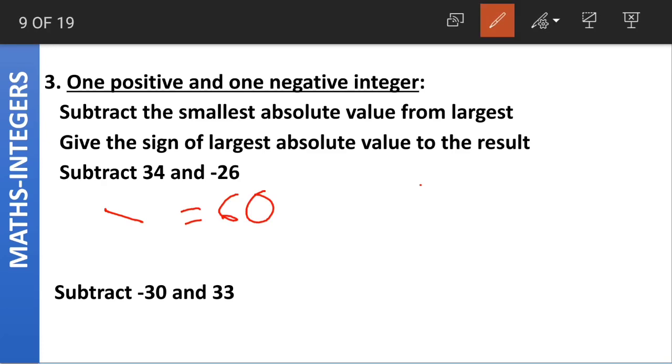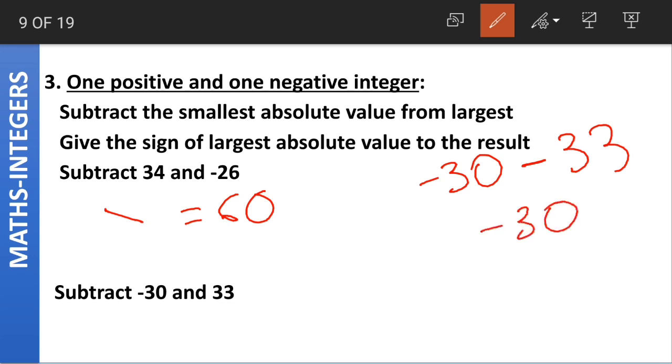Again, the next question is subtract minus 30 and 33. Minus 30 is the first integer, and the second integer is 33. Now look at this here. How is this? This is taking the form of two negative integers. How do we add? Now here, both the signs are minus, right?